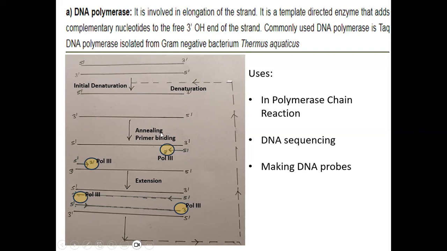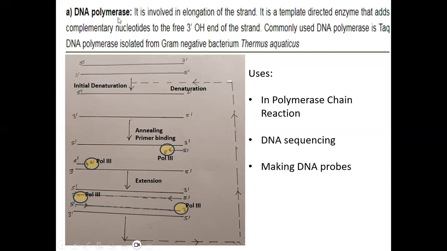Then the temperature is decreased to around 55 degrees Celsius, where we have primer annealing, where the forward and the reverse primers will bind to the two template strands respectively. Then the polymerase will attach to the free 3' hydroxyl end and carry out extension at about 72 degrees Celsius, completing the formation of the total DNA strand. This is then followed again by the denaturation step, and the steps are repeated about 30 times to complete the polymerase chain reaction.